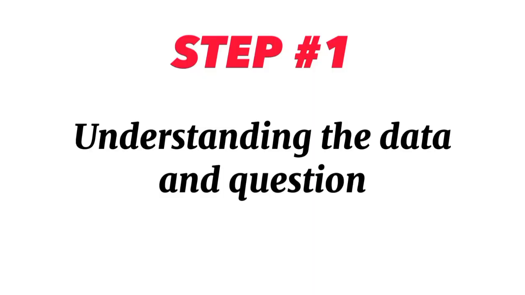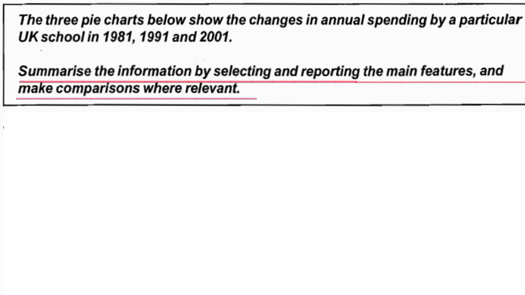So let's start with the first step, which is understanding the question as well as the data. Now the data might vary. Sometimes you may be given any type of pie chart, but the question always remains the same, the major statement. So here we'll have a look at that statement and try to understand it properly. So the statement says the 3 pie charts below show the changes in annual spending by a particular UK school in the 1981, 1991 and 2001. Summarize the information by selecting and reporting the main features.